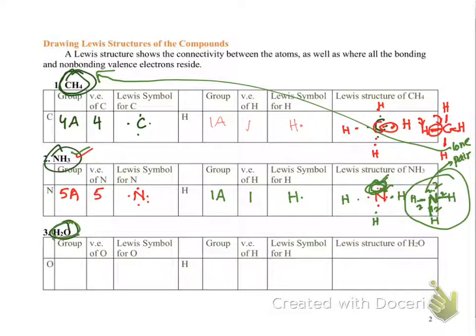Next is oxygen in water. So this is H2O. Oxygen is in the 6th A group, 6 valence electrons. The Lewis symbol is 1, 2, 3, 4, 5, 6. So here I can draw it 1, 2, 3, 4, 5, and I can do the pairing anywhere, 6. Then hydrogen, the same case. Hydrogen is in the 1st A group, 1 valence electron. The Lewis symbol is this with 1 electron.